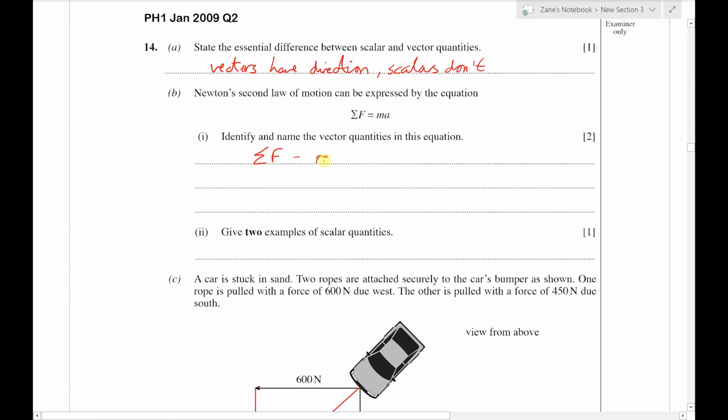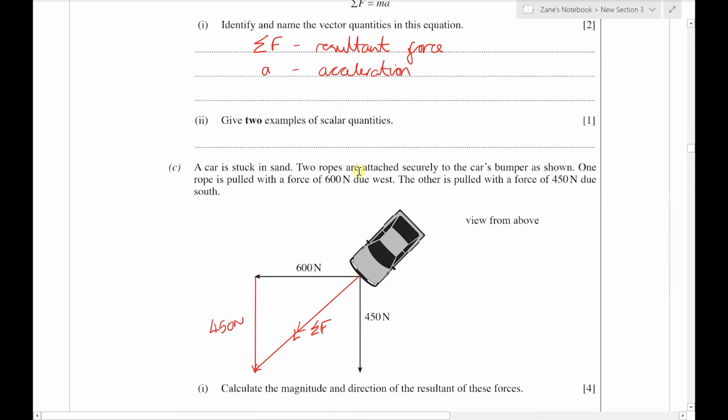That represents the resultant force. You might be able to get away with just putting F for force, but sigma F is a better answer. M is mass, which is a scalar, so the other vector is a, which is the acceleration. Next, we're asked to give two examples of scalar quantities. We could use mass, but let's use two different ones. So, for example, we could use speed and volume, or distance, or density, and so forth.